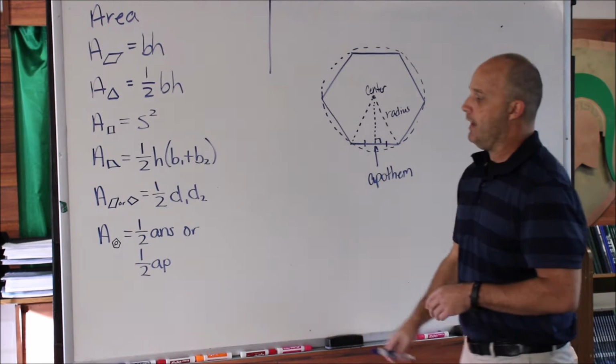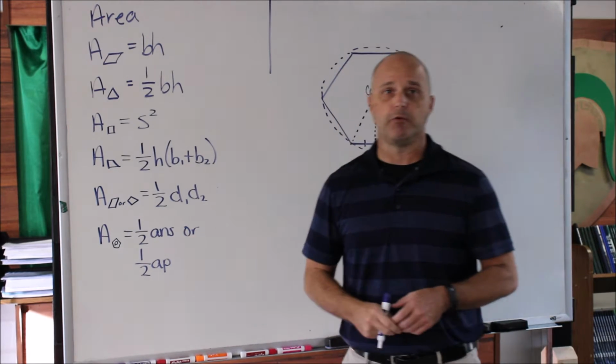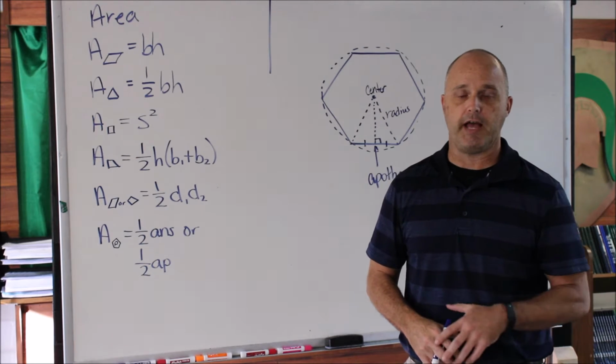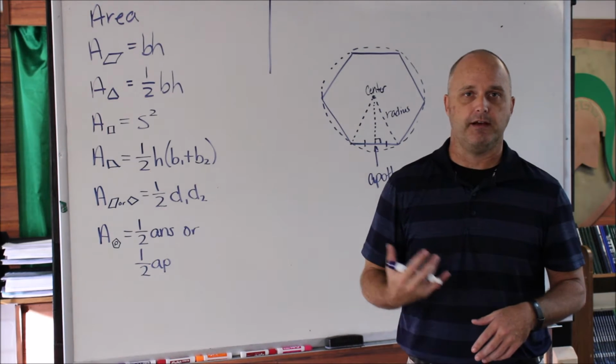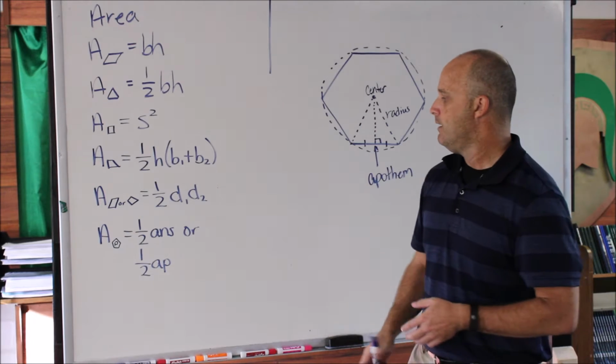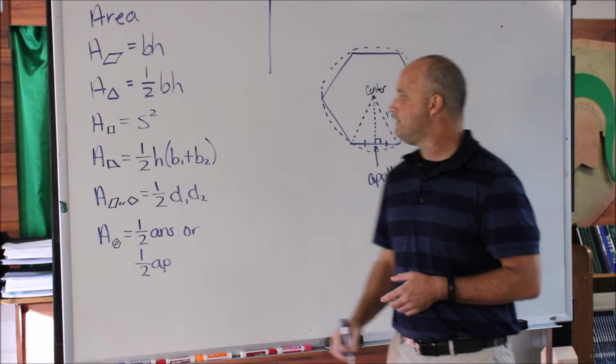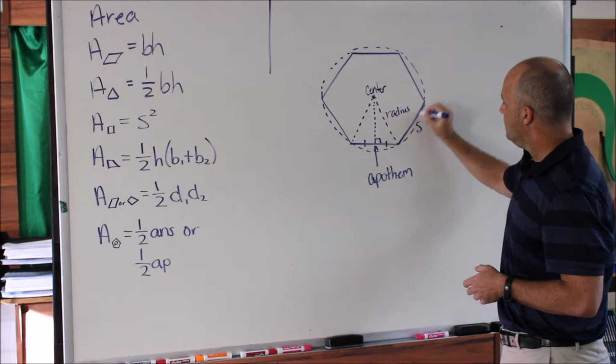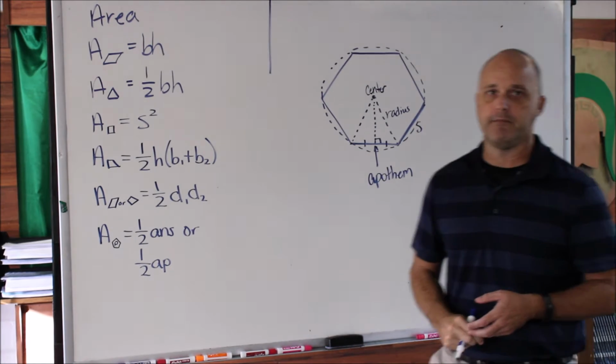Okay? Now the N stands for the number of sides. So if you've got a pentagon, you're using 5 sides. If you're using a hexagon, 6 sides, and on up. Then the S stands for the side length. So the side length is just the length of one of the sides of the polygon.